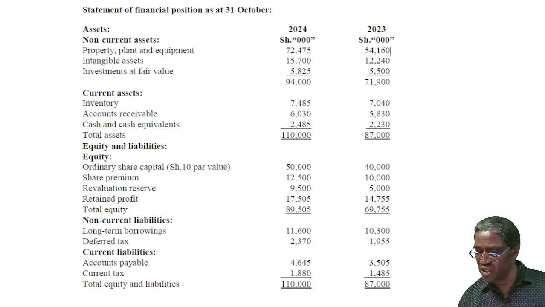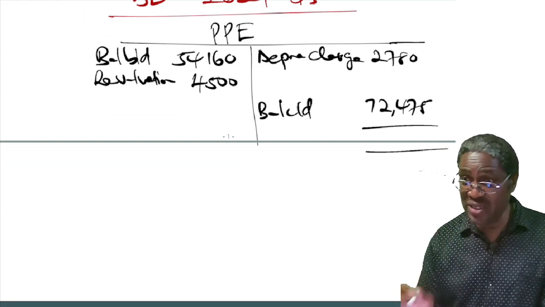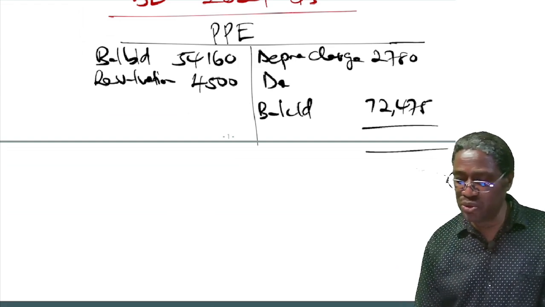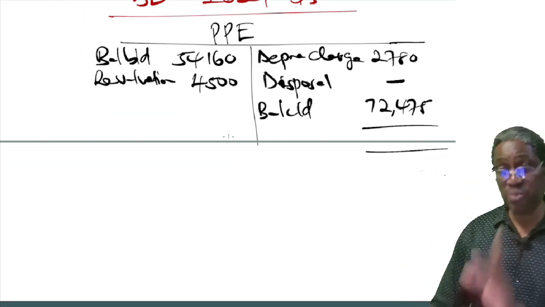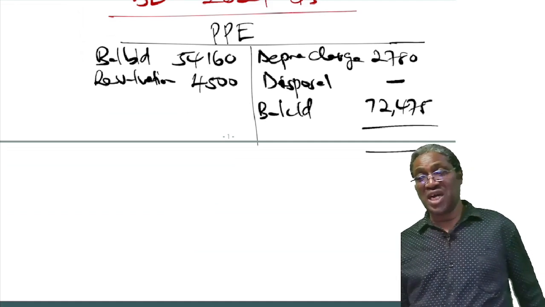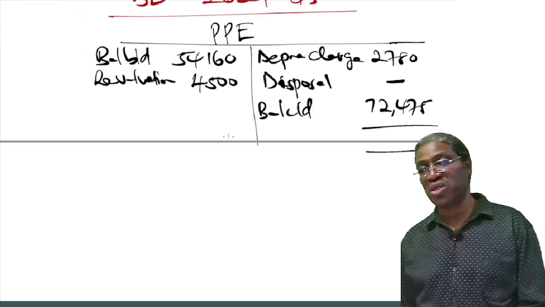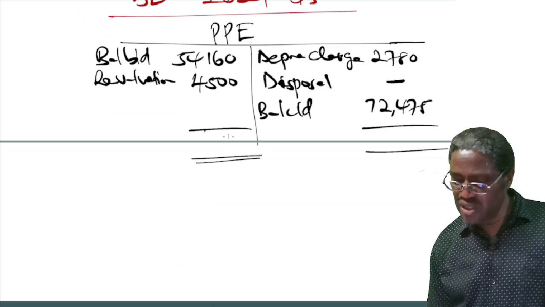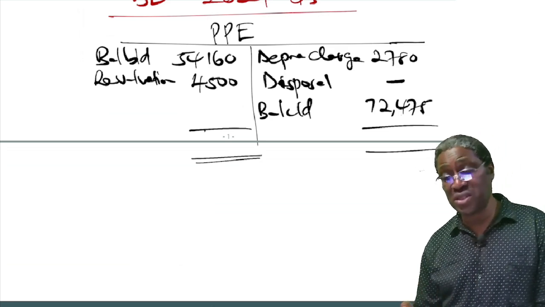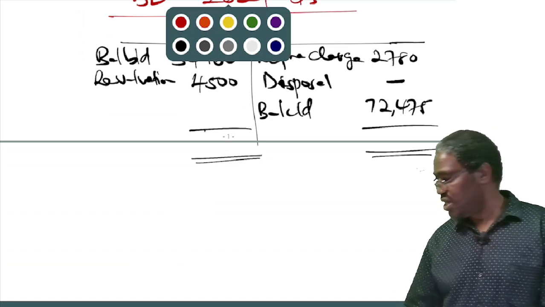So we don't have any disposal. Maybe for the sake of remembering, you can even put there disposal, dash. There was no disposal of an asset. Otherwise, if there was a disposal, you will put down the book value. So the only thing then I'm not given is how much we pay to acquire new assets. So let's get it as a balancing figure now.